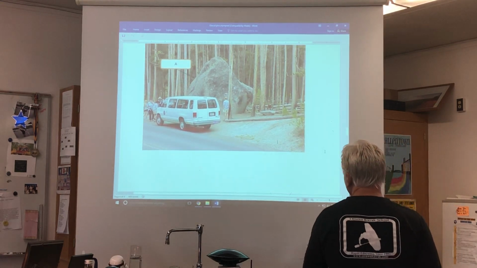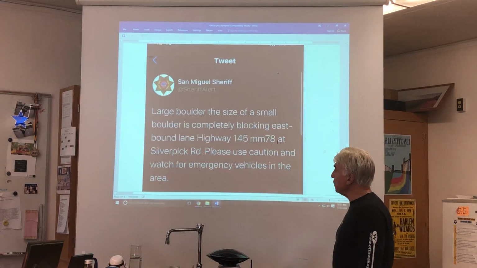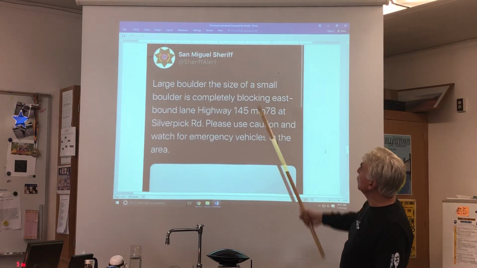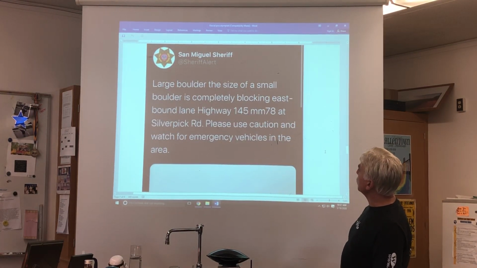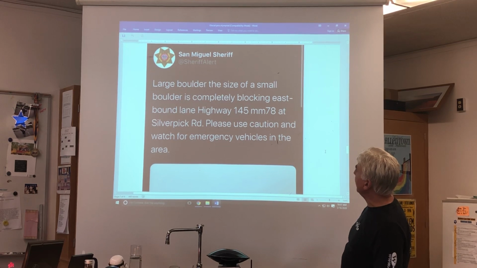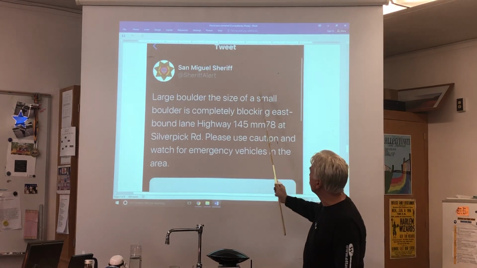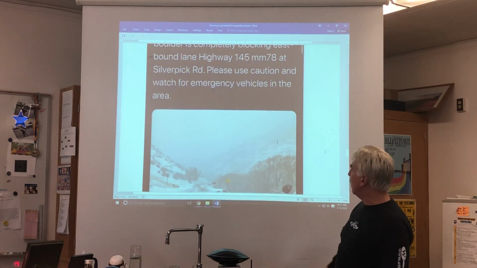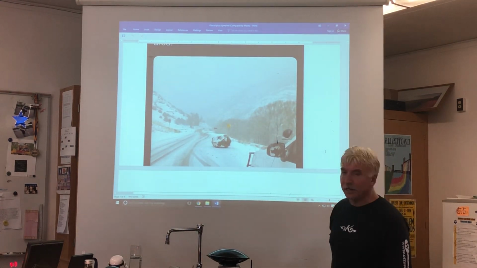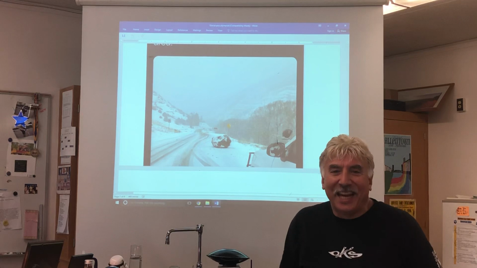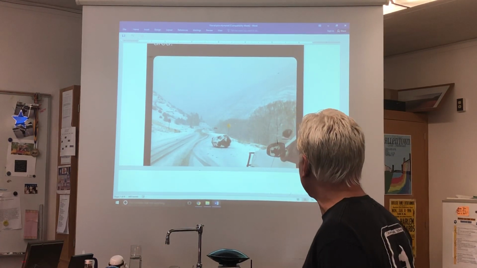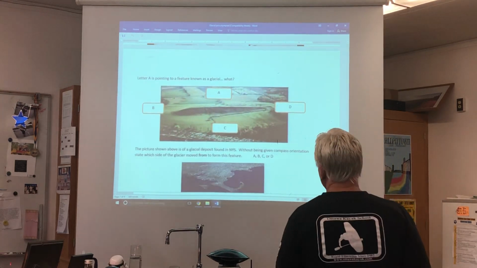All right, next slide. And this shows another BFR, large boulder. We're going to read this. Large boulder the size of a small boulder is completely blocking eastbound lanes. Not sure what large boulder the size of a small boulder means. Highway 45. So here we go. This is called the glacial erratic. Glacier left it there, and I guess they decided to leave it there for nostalgia. Pretty cool. Next slide. There's our drumlet.